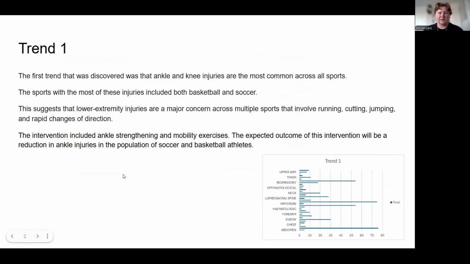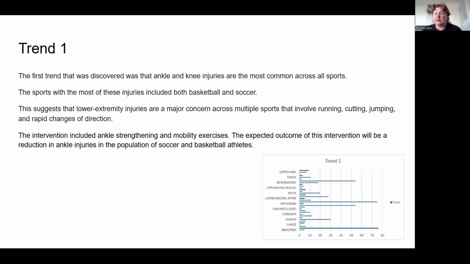So moving on to my first trend, the first trend that I discovered was that ankle and knee injuries are the most common across all sports, specifically most in basketball and soccer. This suggests that lower extremity injuries are a major concern across multiple sports that involve the typical motions of basketball and soccer, like running, cutting, jumping, and especially those rapid changes of direction that can be very hard on those joints.